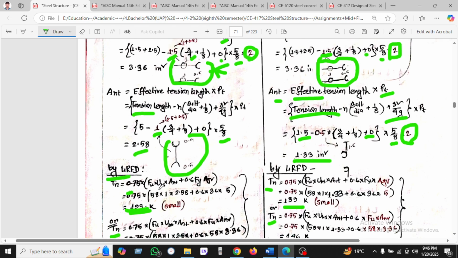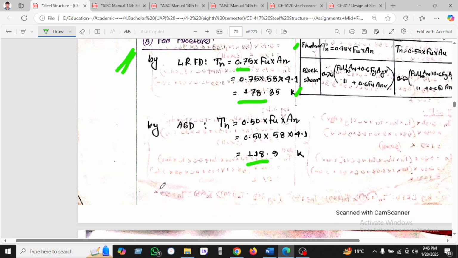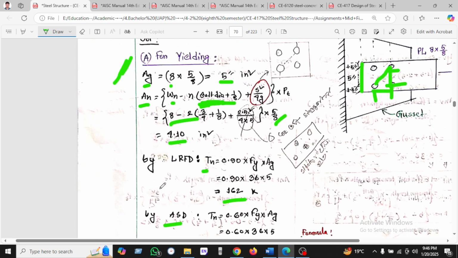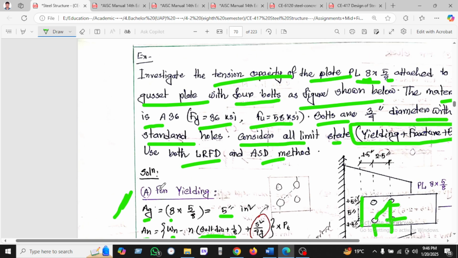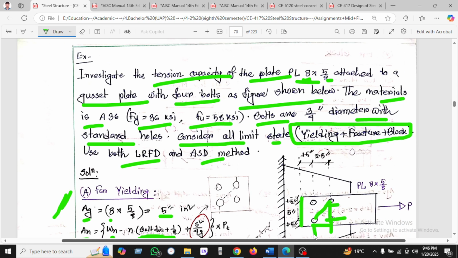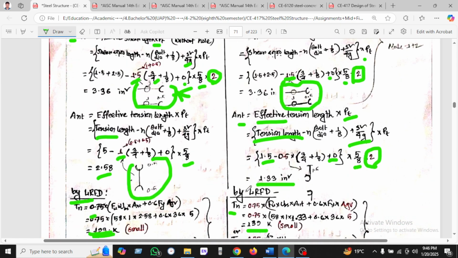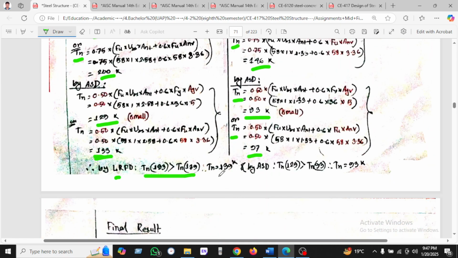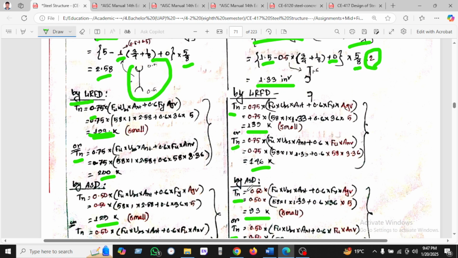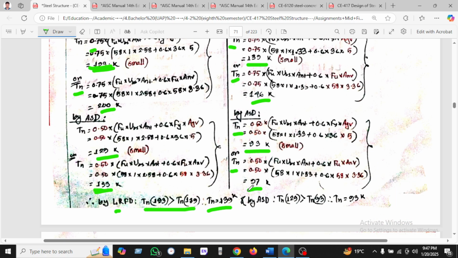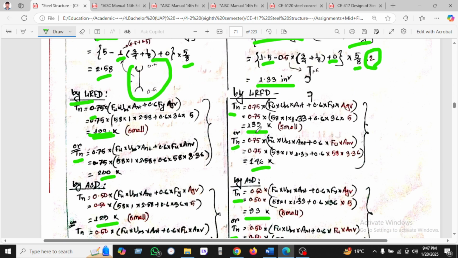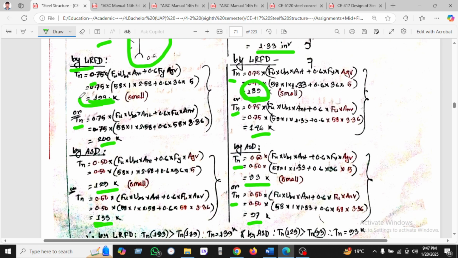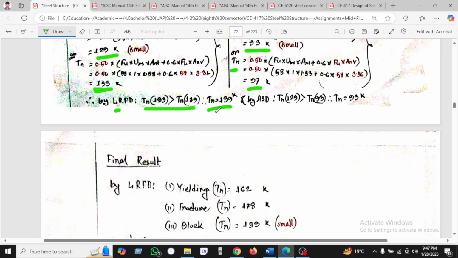Okay, so where is 139? Okay, let's see. I have been mistaken maybe. Okay, I'm finding it here. In the LRFD method we found 139 here, and with another method we found 193. So we are taking the lesser value, which is 139.